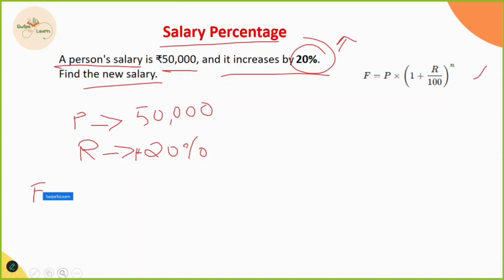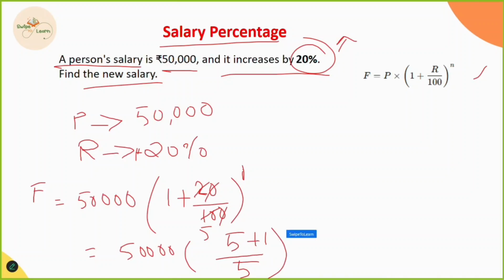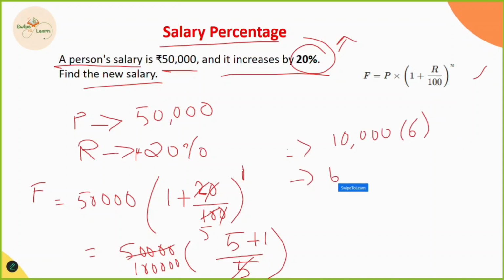The final salary equals the initial salary, which is 50,000 into (1 plus 20 divided by 100). And it is increased only one time, so n becomes 1. The zeros get cancelled, and 5 ones are 5, 5 plus 1 is 6, so that means 10,000 into 6, which is 60,000. So after a salary increase of 20%, your final salary will be 60,000. From 50,000, after an increase of 20%, you'll be getting a salary of 60,000.